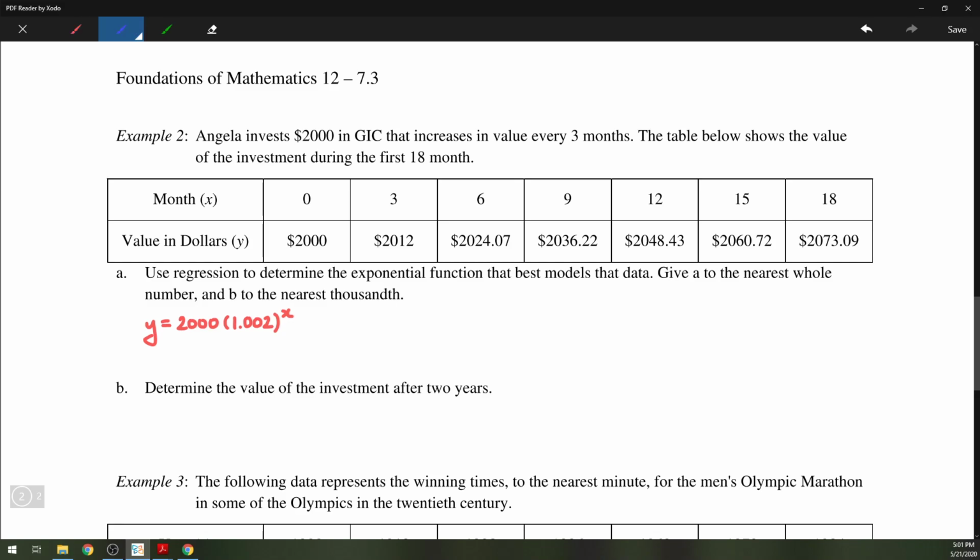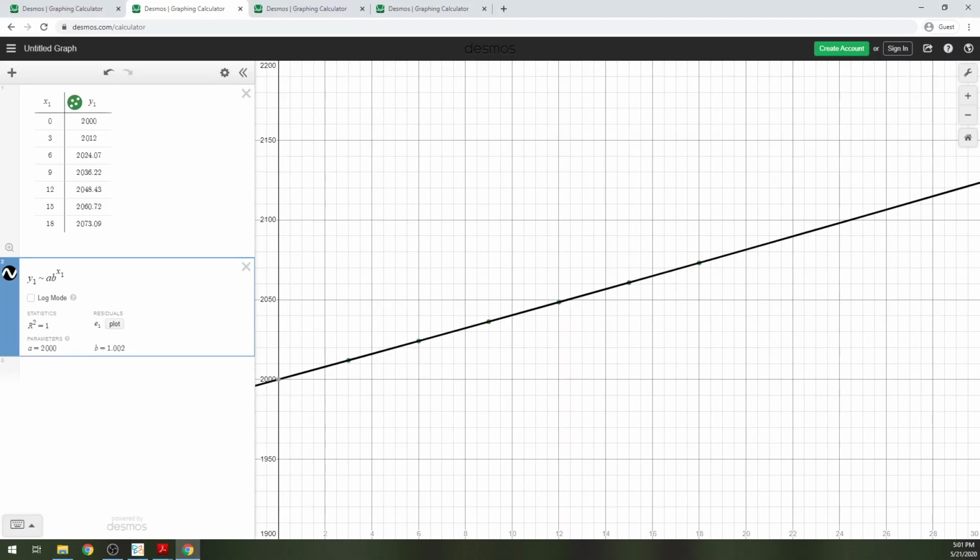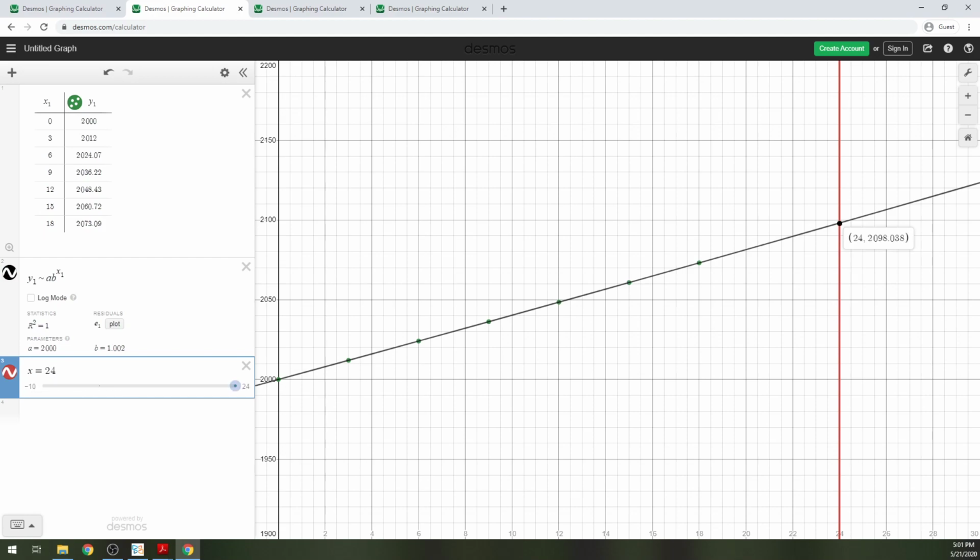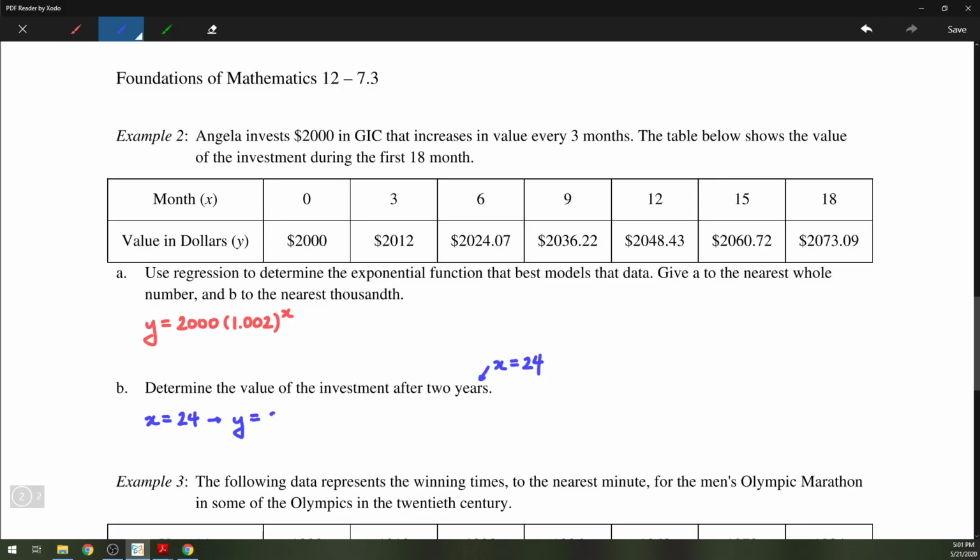And then it says in part B, determine the value of the investment after 2 years. So this means x is going to be equal to 24, because the variable was in terms of months. If x is equal to 24, then y is going to be equal to $2,098.04. Make sure to include units, so $2,098.04.